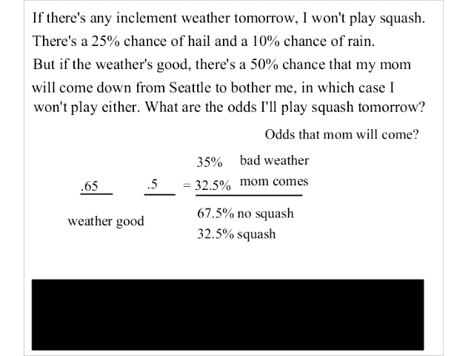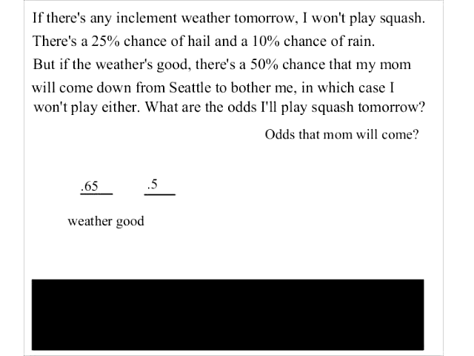I'm trying to show you kind of the whole thing in case you want to, because there are two ways to look at it. Okay, so we've got people who are lost. So basically, let's think about it this way. There are two ways that squash could get played, right? There are two ways. I shouldn't even say it that way. Really, there's only one way. For squash to get played, two things have to happen. The weather has to be good, and the mom has to not come down, right?